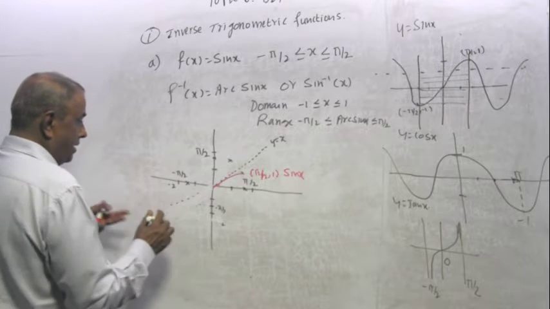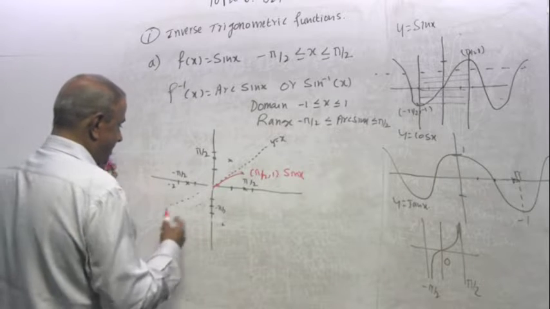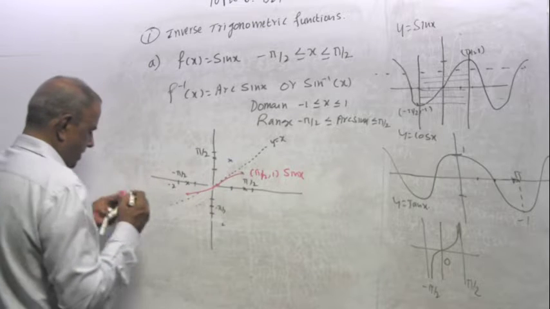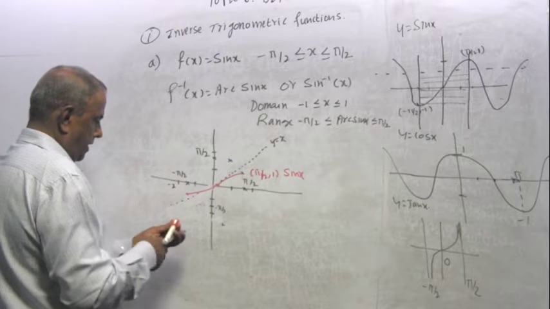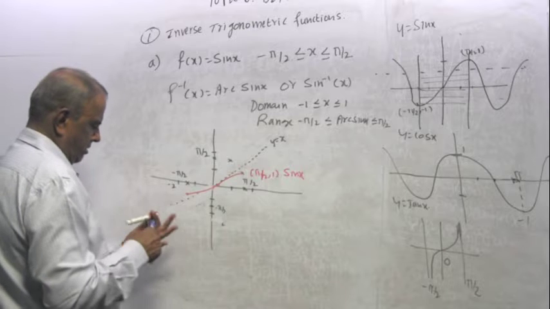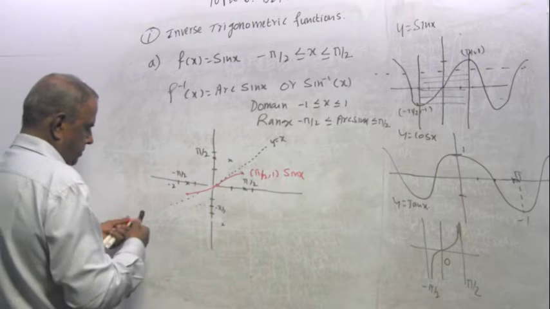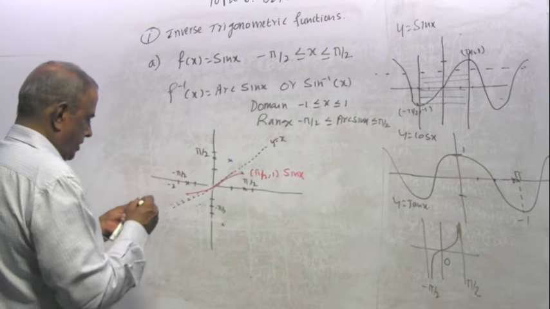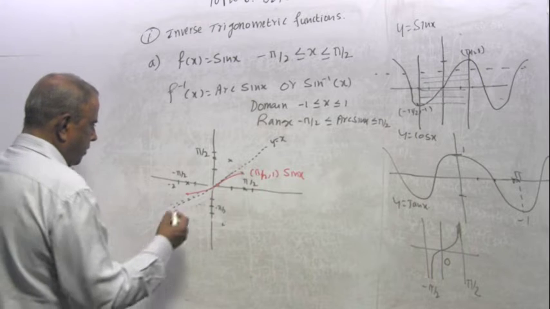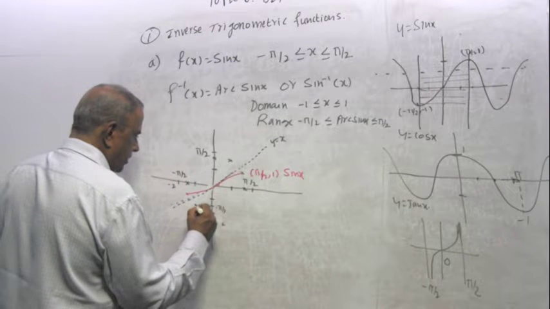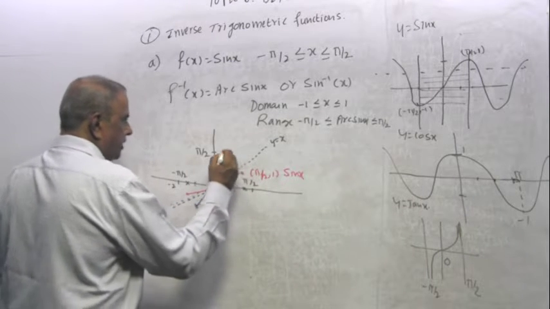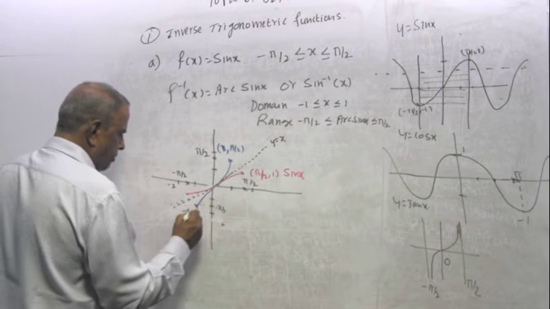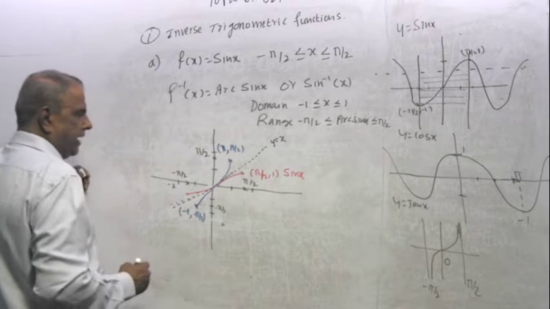Me and my graph. I told you, I'm not good at drawing graphs. So the graph of sin x is like that, and I need to put the line y equal to x somewhere here. This one is minus 1, minus pi over 2. This graph is like that. This is 1 and pi over 2. This is minus 1 and minus pi over 2.